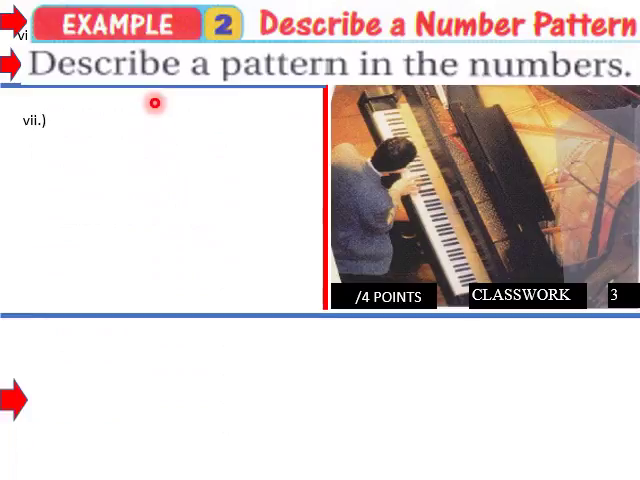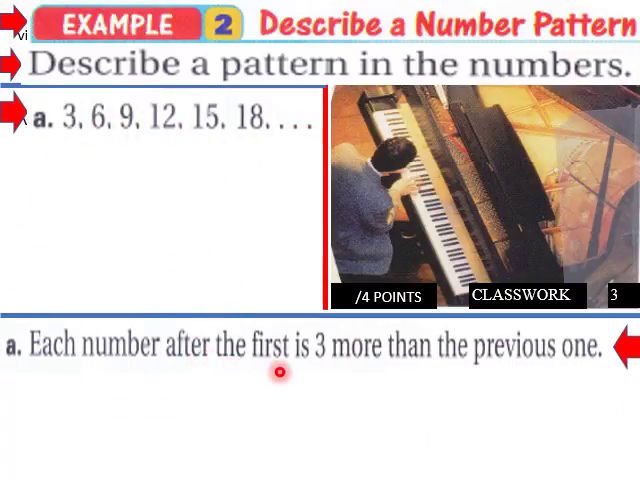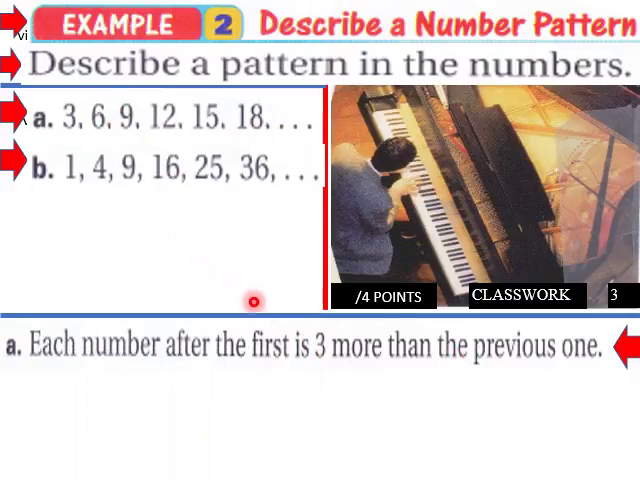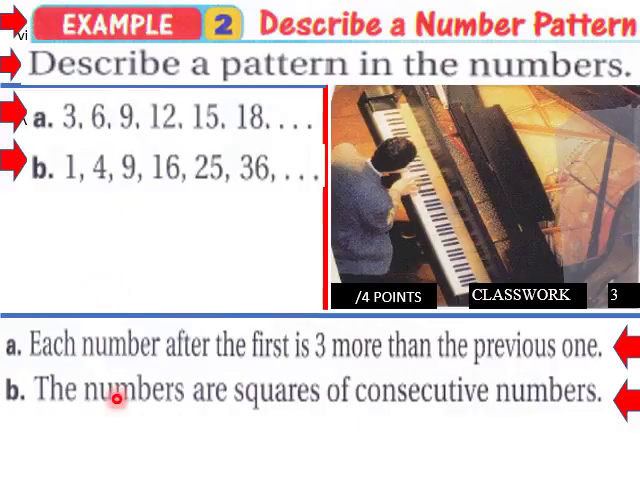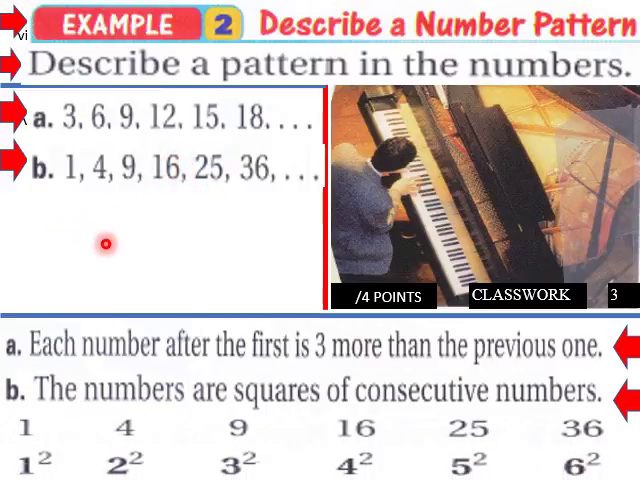Describe a number pattern. Describe a pattern in numbers. So we have this pattern here. Each number after the first, 3, is 3 more than the previous. And then for B, what's the pattern here? The numbers are squares of the consecutive numbers, so this is a square of what? This is a square of what? This is a square of what? Etc. So here's the pattern here for B.